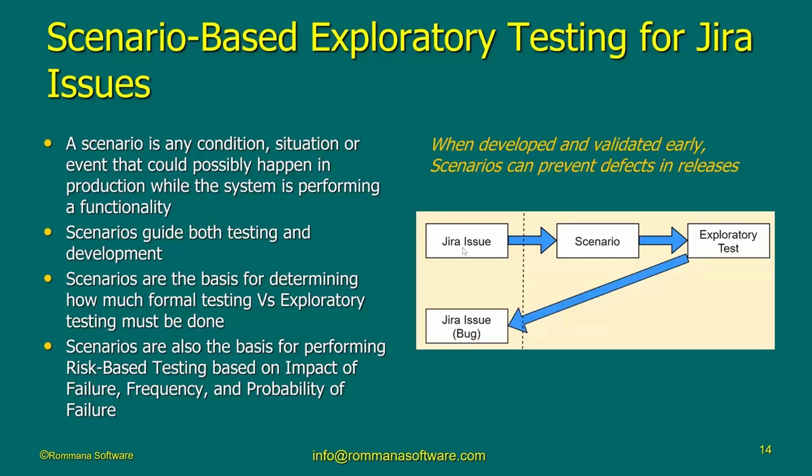Now, of course, this screen just shows you the process. You have your Jira issue here, which is a user story. You create the scenarios, and then you create an exploratory test. And then you execute the exploratory test or the formal test. We're going to see the screen for the formal test in a little bit.